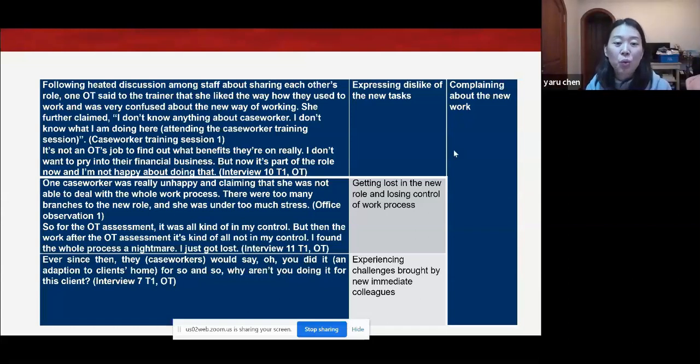And they feel that the new work is not part of their role, it's not what they want to do. Also, in this process at the beginning, they found themselves constantly lost in the new role and losing control of the work process. And that gives them a lot of stress and also upset. And also the challenges brought by new immediate colleagues.